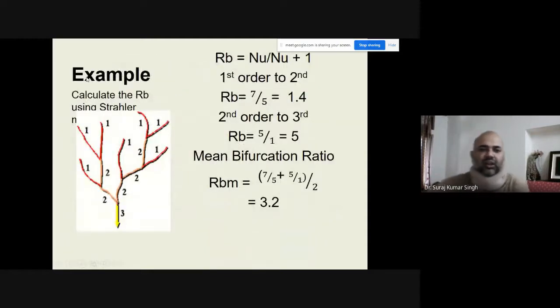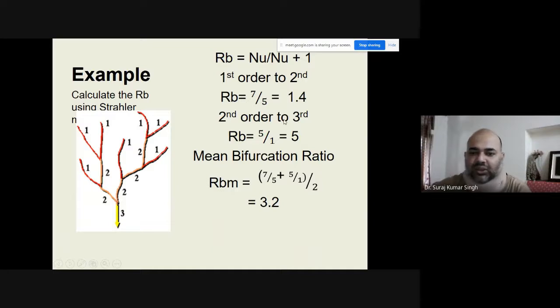Now this is how we'll be calculating the different kinds of stream order. For calculating the bifurcation ratio, it says the number of streams of one order divided by the number of streams of the second order. So what was the number of streams of first order? That was 7. Now what is the number of streams in the second order? 5. So the answer is 1.4 for first order to second order.